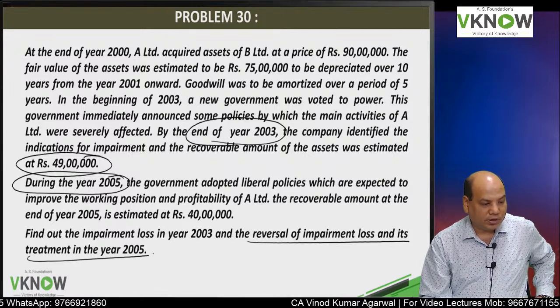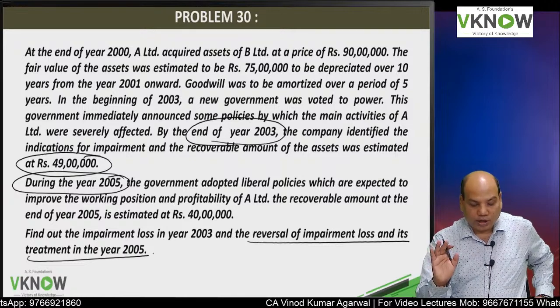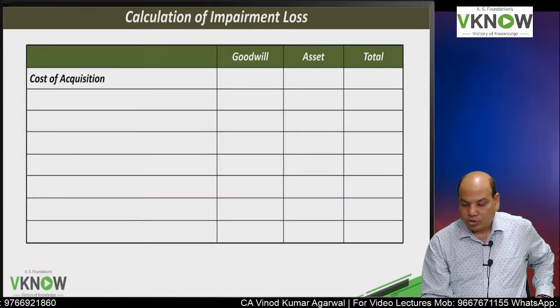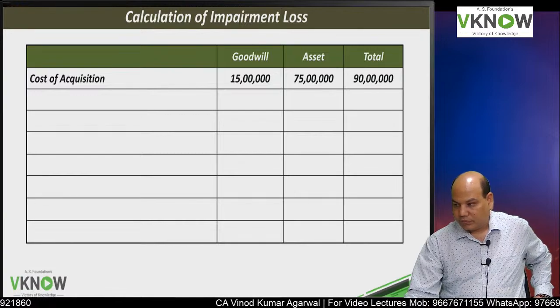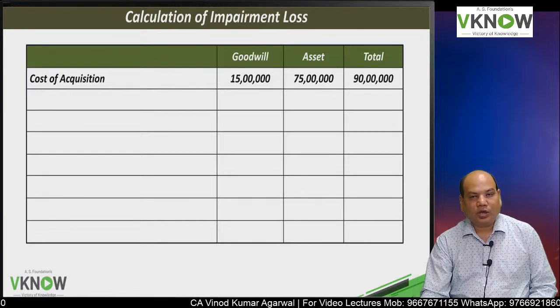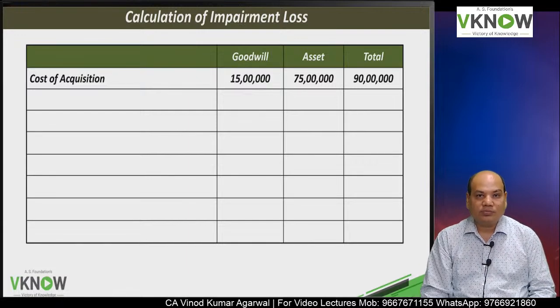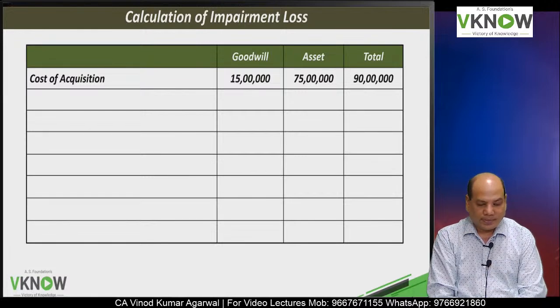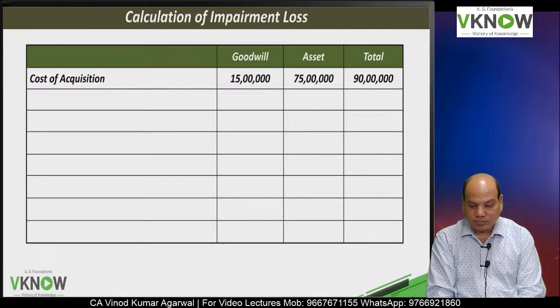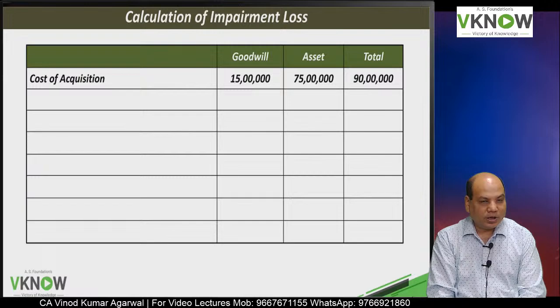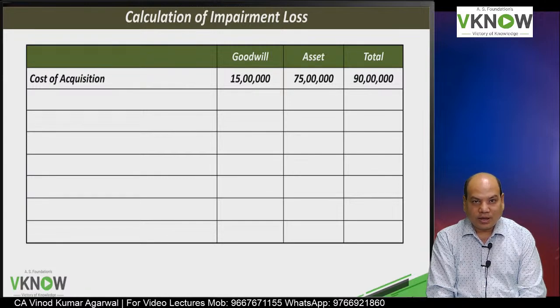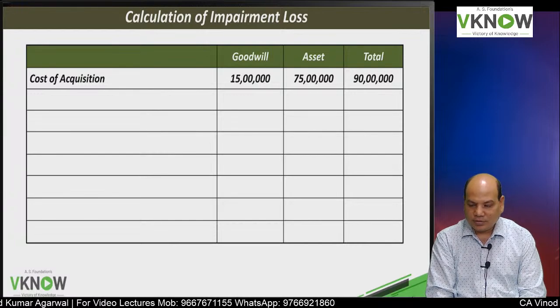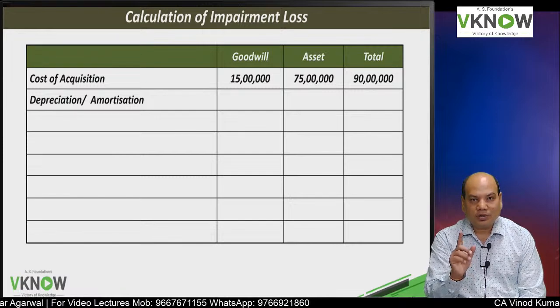and finally we will calculate how much impairment loss can be reversed. Okay, so I have given the format in the notes to save the valuable time of our hard working students who are running short of time for the exam. Please write down in your own handwriting, in your own book. Cost of acquisition, write down. As per our discussion, we have paid 15 lakh towards goodwill and 75 lakh towards net asset. Total consideration paid 90 lakh.